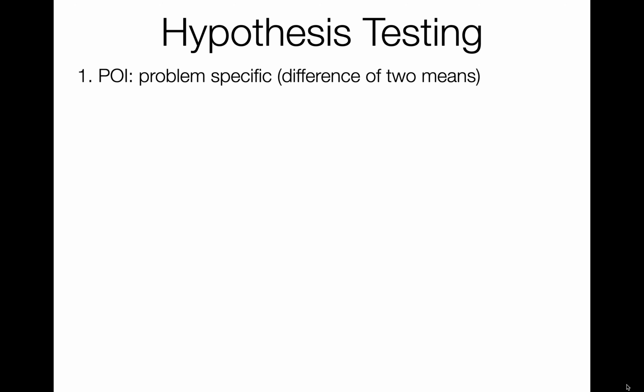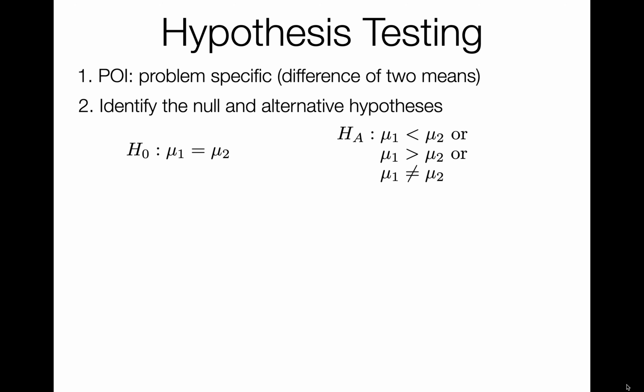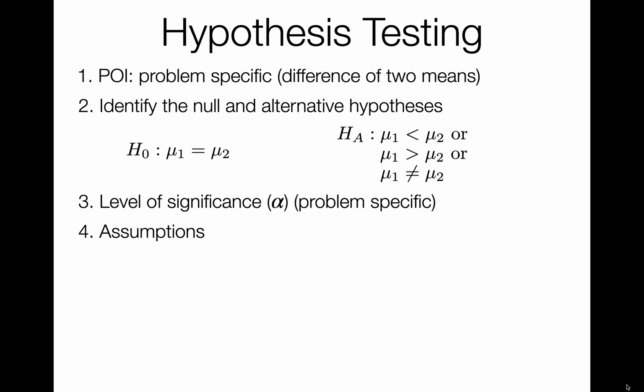Hypothesis tests work the exact same way as before. They just have slightly different formulas in them. The parameter of interest is problem specific, but it's always going to be the difference in two means. The null and alternative hypotheses are always going to look like this. The null hypothesis is always that the two means are equal, and then the alternative has the three different options as always, each implying something different. The level of significance is always alpha.